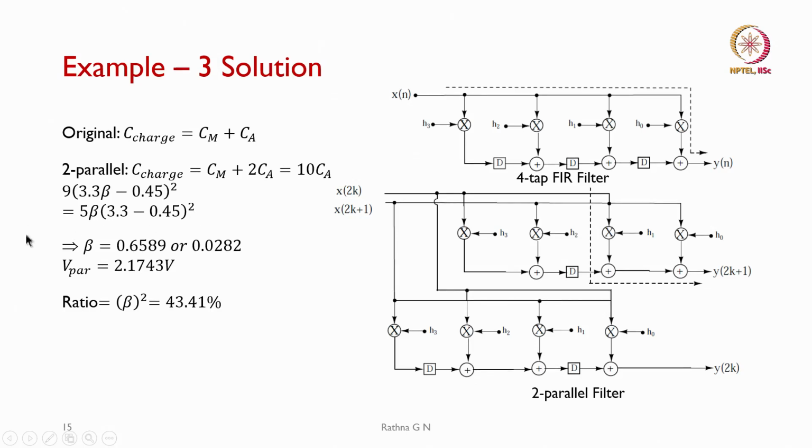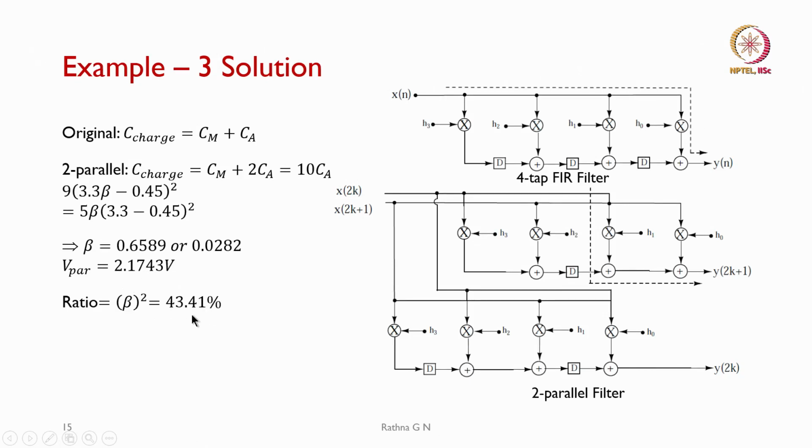So, in this case beta becomes 0.6589 or 0.0282. As in the previous case, we have to ignore the latter because it is less than the threshold voltage of 0.45. So, we will consider 0.6589 as beta. Then for the parallel section, 0.6589 into 3.3 volts comes down to 2.1743 volts. So, how much reduction were we able to get?